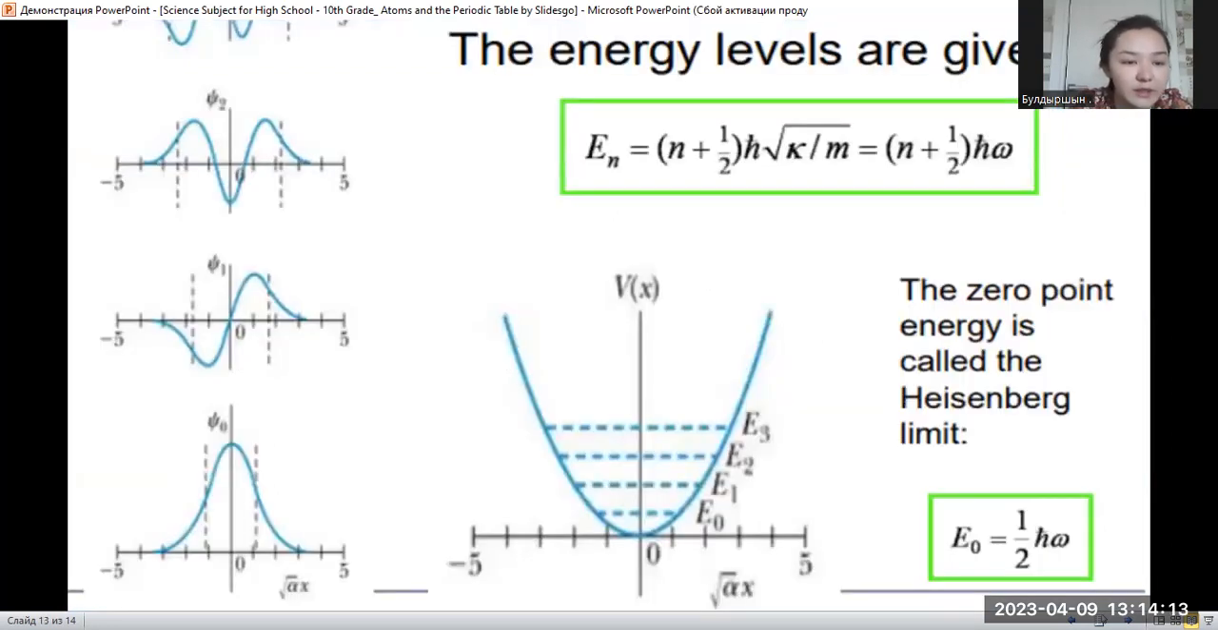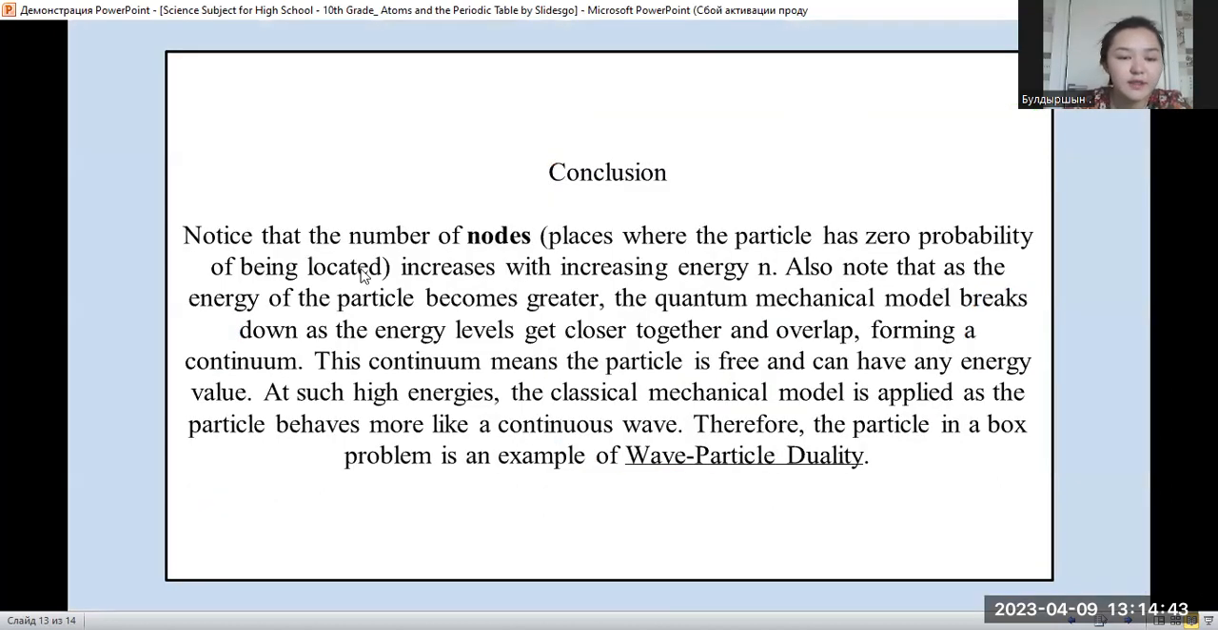For example, in this graph we see psi 2, it's 0, and in this formulation it's a parabola, psi 0, and in the picture it is a x. This, the particle in a box problem, is an example of wave-particle duality.